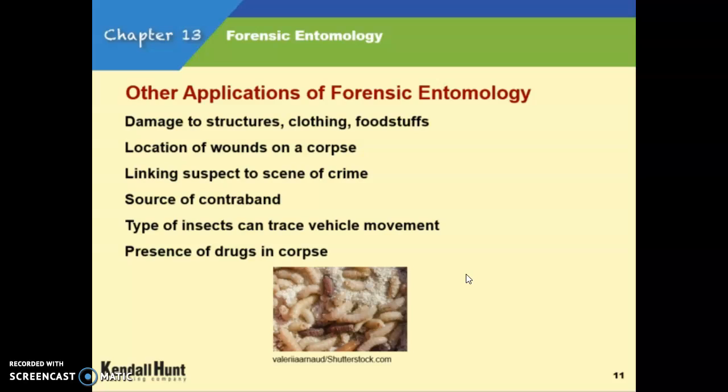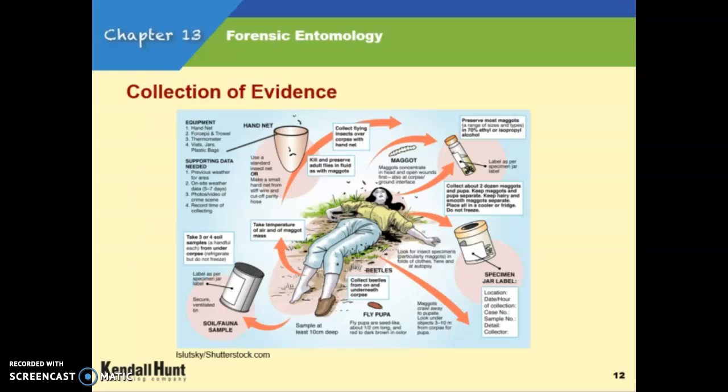They can be the source of contraband. You can look at the type of insects to trace vehicle movement. So if someone drove through Florida during love bug season and they found love bugs all in their radiator, that would definitely prove that they were here. And then the presence of drugs in a corpse can also be determined by looking at insects, because as they consume that corpse, they're also going to consume small amounts of those drugs if there's any left in the tissues.